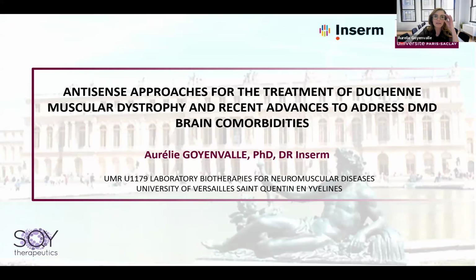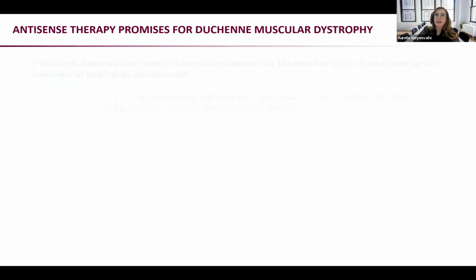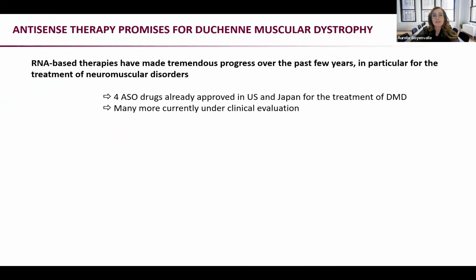Today I will talk to you about antisense approaches for the treatment of Duchenne muscular dystrophy and the recent advances, also to address DMD brain comorbidities. As you know, RNA-based therapies have made tremendous progress over the past few years, and this is particularly true for the treatment of neuromuscular disorders and Duchenne muscular dystrophy in particular, because there are already 4 ASO drugs approved in the US and in Japan for the treatment of DMD, and there are many more currently under clinical evaluation.